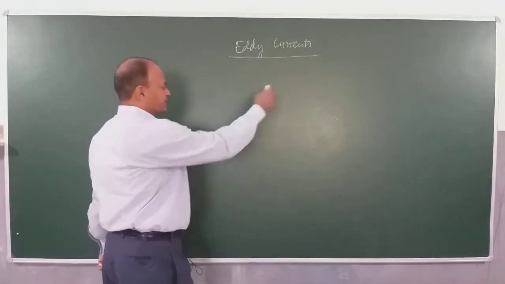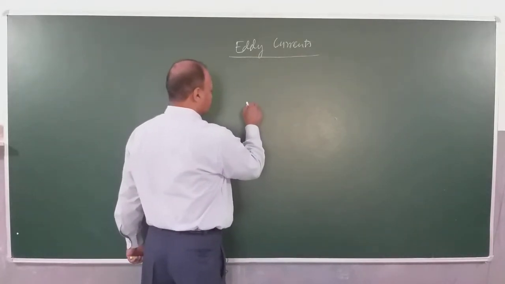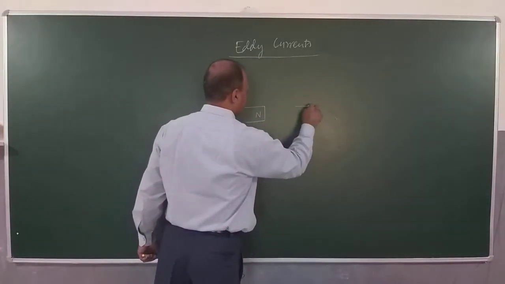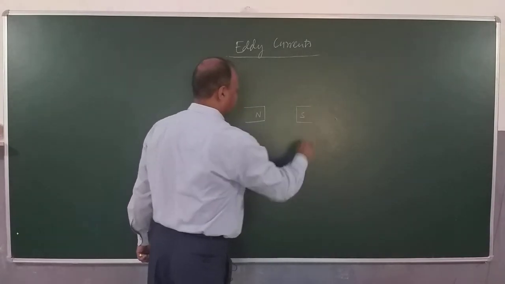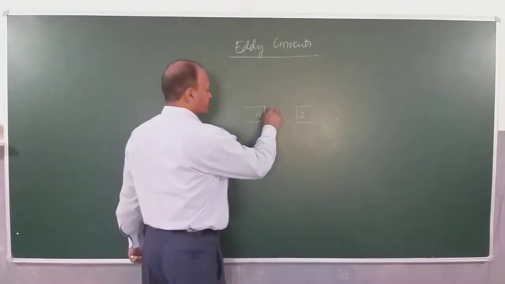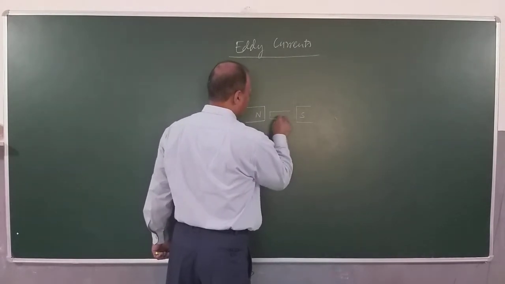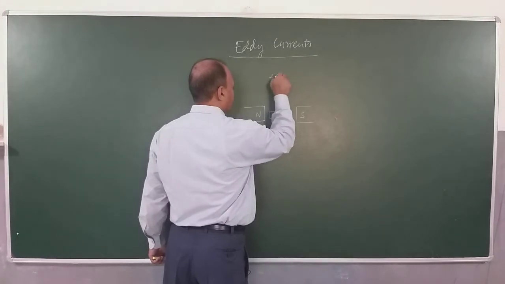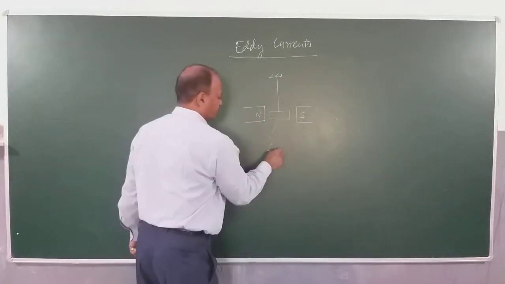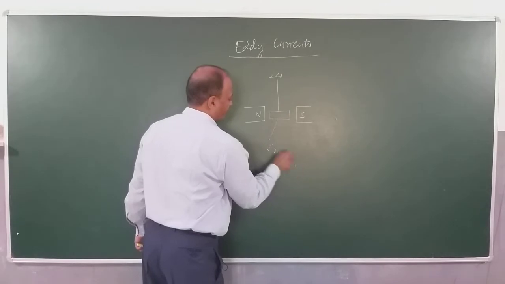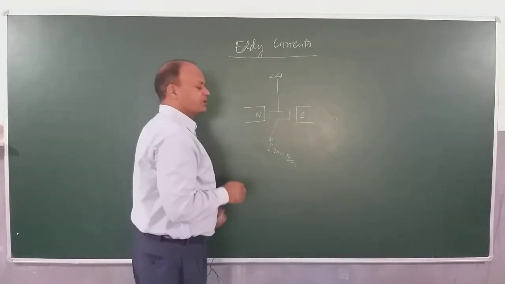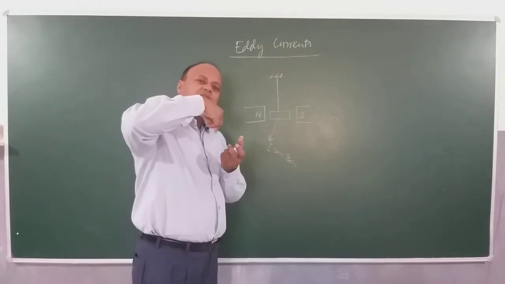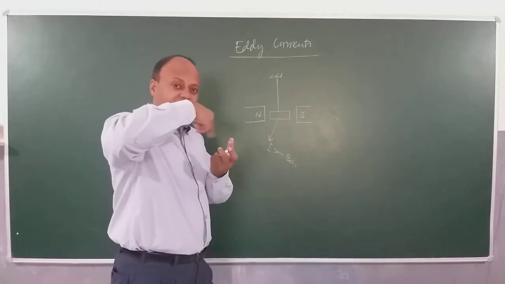Let's pictorially understand it. Imagine a situation where these are poles of a magnet. This is north pole and this is south pole, and between these two poles I have suspended an iron bar. And this iron bar is swinging between the two poles like a pendulum, oscillating you can say.